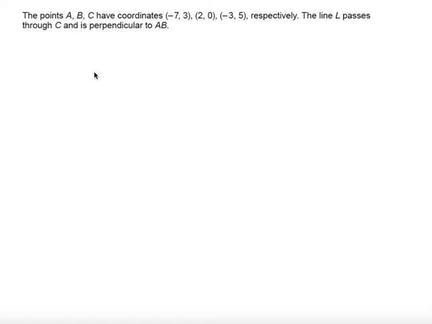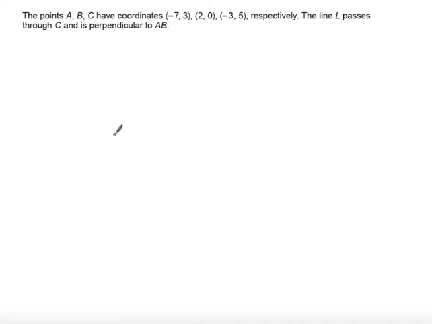In this question, we're told the points A, B, and C have coordinates (-7, 3), (2, 0), and (-3, 5), respectively. We're also told the line L passes through C and is perpendicular to AB. So as you can see, before I even think about the questions itself, I've left myself a space to sketch a diagram of what's happening here.